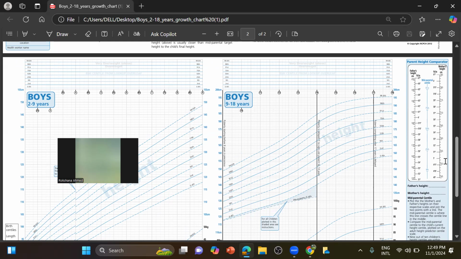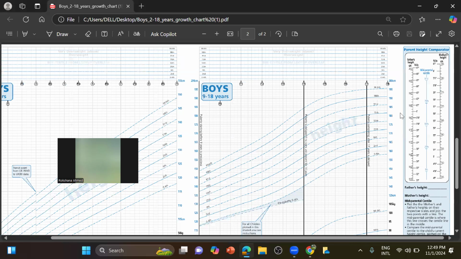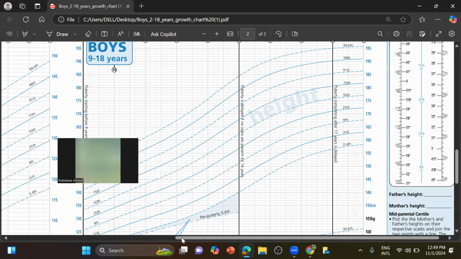This is that. Suppose I'm zooming in. Here we found that the father's height is 170 and the mother's height is 150. So we will join them, and we can see that the mid-parental height is crossing at around the 27th centile.